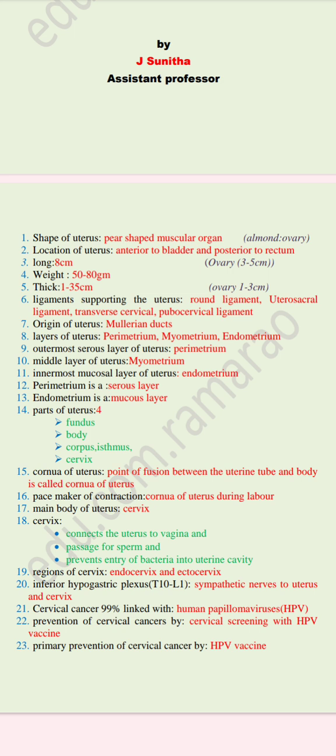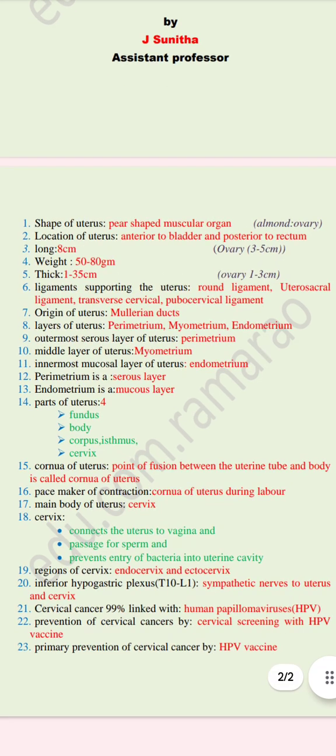Then the main part of the uterus is the cervix. The function of the cervix is that it connects the uterus to the vagina, it also allows the sperm, and it also prevents the entry of bacteria into the uterine cavity. And the regions of the cervix are divided into 2 types: endocervix and ectocervix.